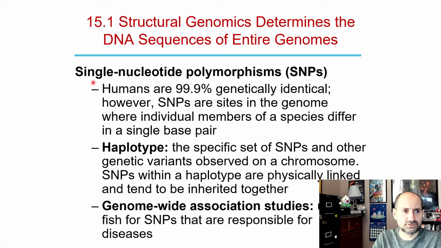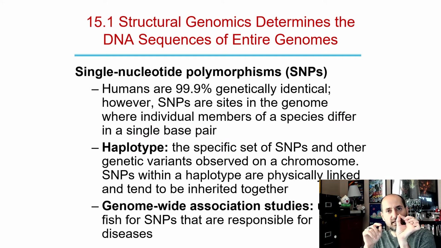Well, one area of interest are these single-nucleotide polymorphisms, also called SNPs. SNPs are sites in the genome where individual members of a species differ in a single base pair. So if I have an allele and it has one base pair in the allele, where there's a G instead of a C, that would be a SNP, right? It's a single base pair difference between my allele and your allele, for instance, in a population.